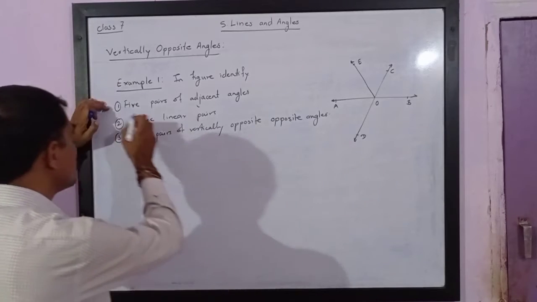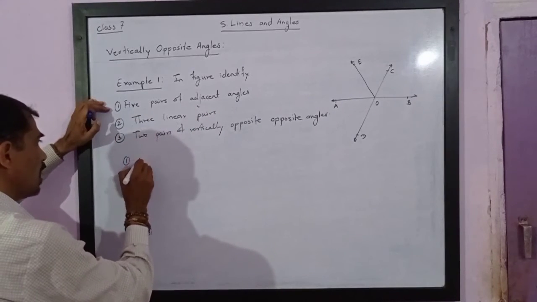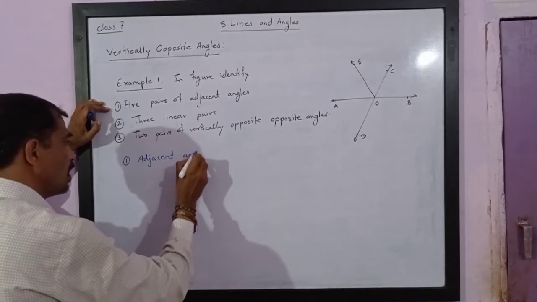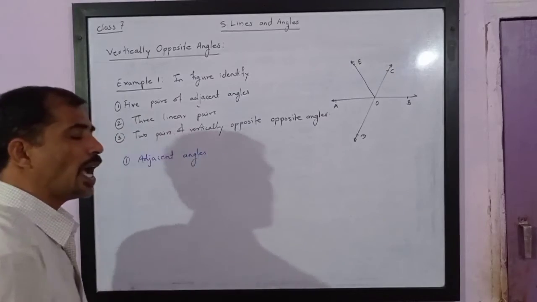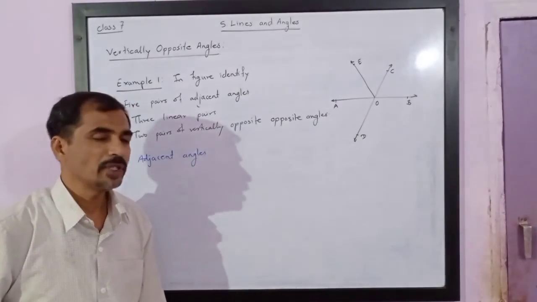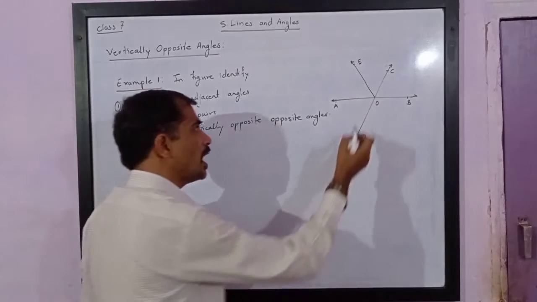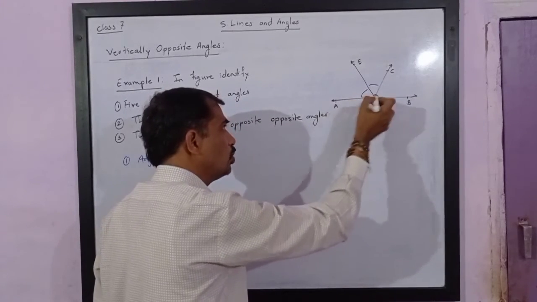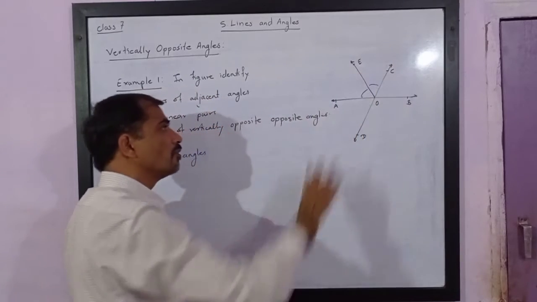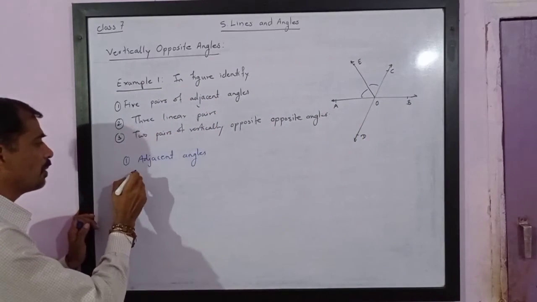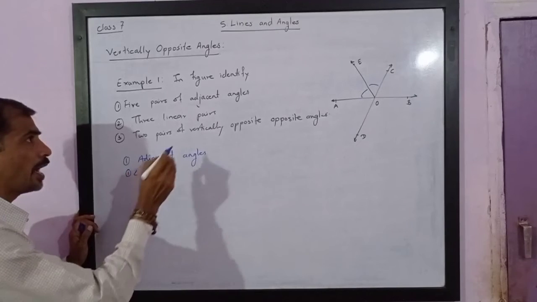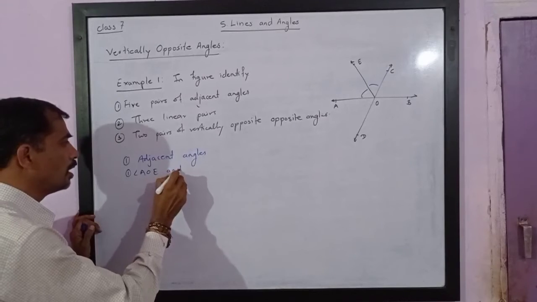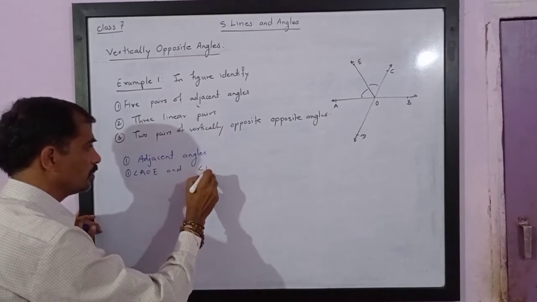Now see, first, adjacent angles. Adjacent angles have one common arm and the non-common arms are on opposite sides. So here you can see this angle and this angle are adjacent angles. One common arm and 2 uncommon arms are on either side of the common arm. So first pair is angle AOE and angle EOC.